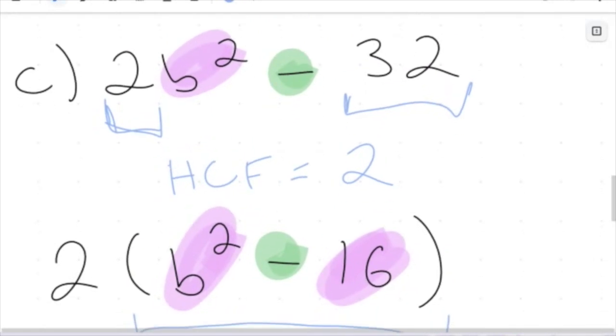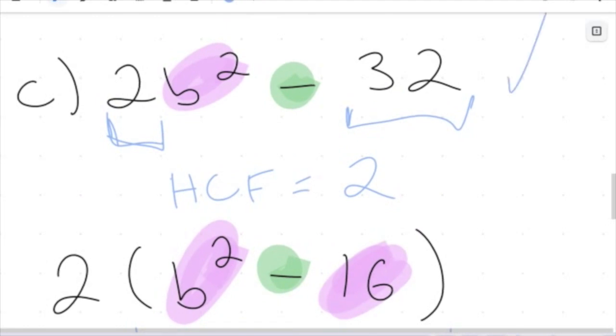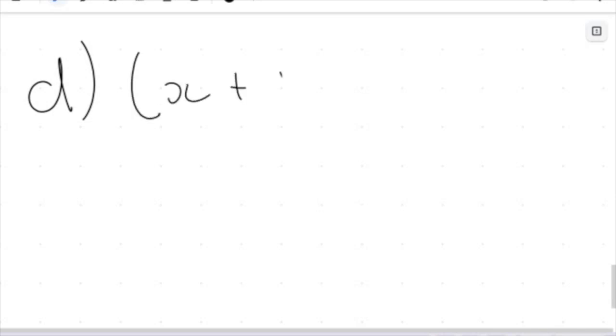As I've said many times before, to check factorizations are being done correctly, we can re-expand. And if we get the original back, we've done it correctly. Now we're going to do one more example. This one's going to be harder in the sense that it looks weird, but the same process is going to occur.